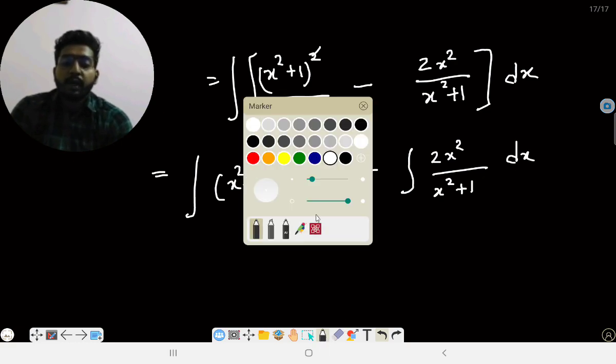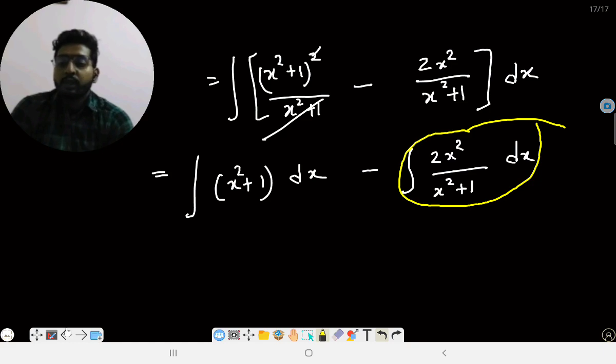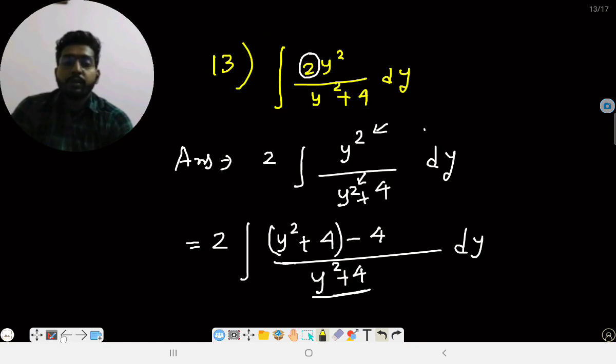Now look at this part, the second part. This one is similar to the previous one. Look at the previous one, it looks the same: 2y square by y square plus 4. Now here we are getting what?